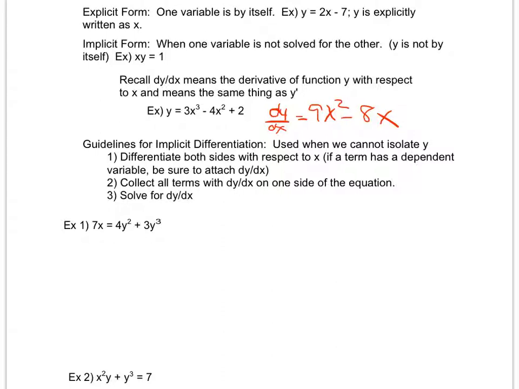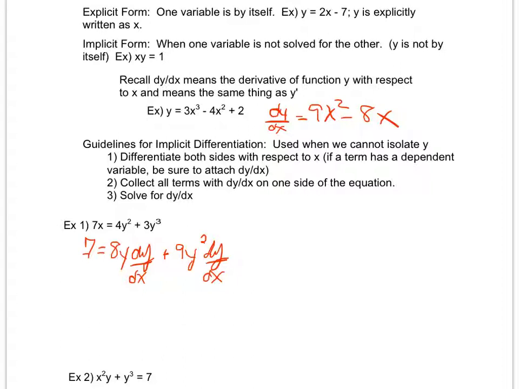So looking at example 1. I'm going to go ahead and differentiate both sides with respect to x. Well, I know the derivative of 7x is just 7. 4y squared, if I differentiate it in the same way I would differentiate an x, I would get 8y. But because that is my dependent variable, I have to tack on dy dx to show again that y is changing as x changes. Plus, doing the same thing with 3y cubed, I get 9y squared, again tacking on that dy dx, since that is, again, my dependent variable.